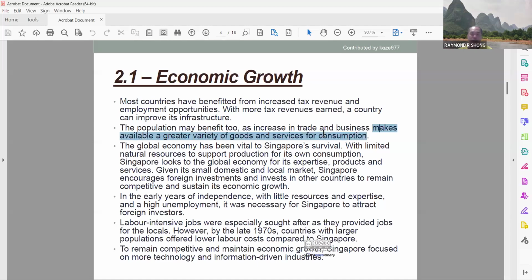Then goods and services consumption. The global economy is why vital? Because Singapore is very dependent on trade and investments. Without that, I'm very sad to say, investment and competitiveness. This one here. Take note if you are doing A-level, all these points are super important in your globalization. You don't need to write that as your issue, but I'm telling you why it is important.